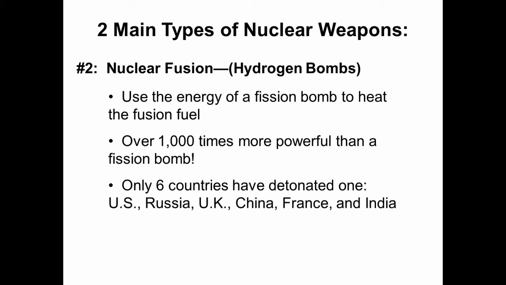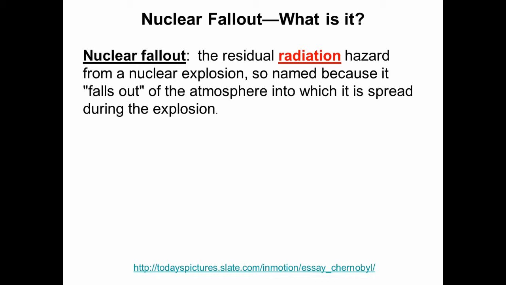Hydrogen bombs use the energy of a fission bomb to heat the fusion fuel. They are over 1,000 times more powerful than a fission bomb. They have not used one of those in war. Only 6 countries up to this date have detonated one. What about nuclear fallout? You might have heard of this. This is the residual radiation hazard from a nuclear explosion. It's called the fallout because it falls out of the atmosphere and spreads during the explosion.